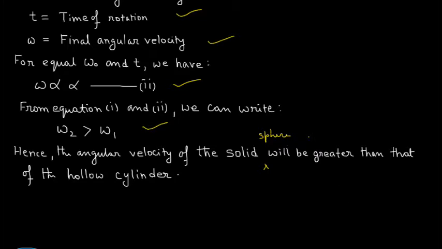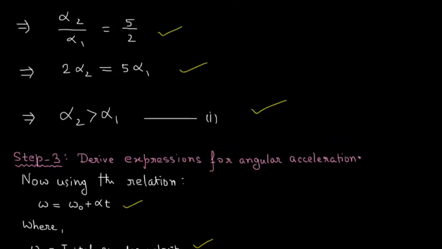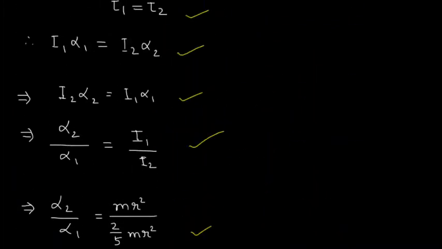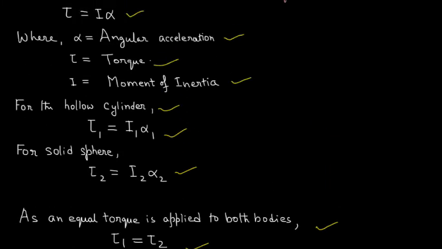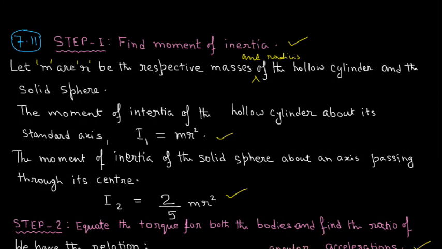So, this is the answer, but let us see the important point of how we have solved it. First thing is we have to find the moment of inertia. So, we have found I1 is equal to mr square and I2 is equal to 2 by 5 mr square. I1 is for the hollow cylinder and I2 is for the solid sphere.